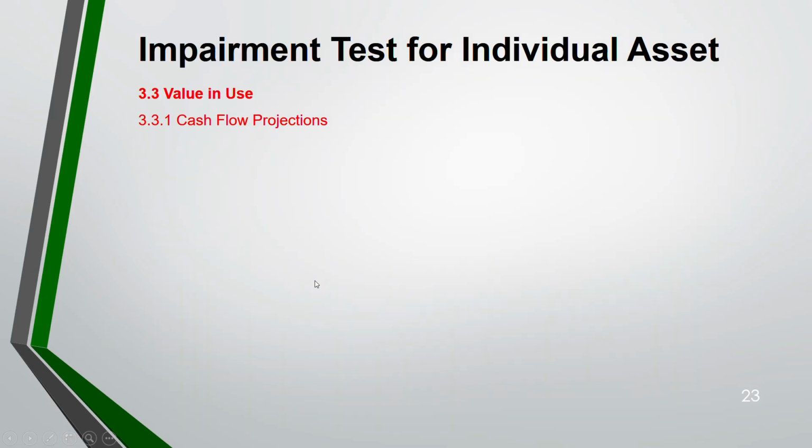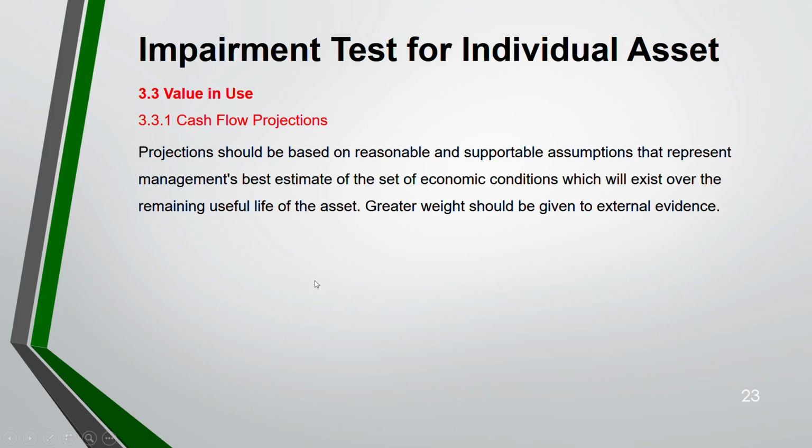Now, cash flow projections. Let's talk about that. Your projections should be based on reasonable and supportable assumptions that represent management's best estimate of the set of economic conditions which will exist over the remaining useful life of the asset. Greater weight should be given to external evidence. When you're making the projections, they have to be reasonable. It can't be unreasonable, with no evidence or no supportable assumptions.